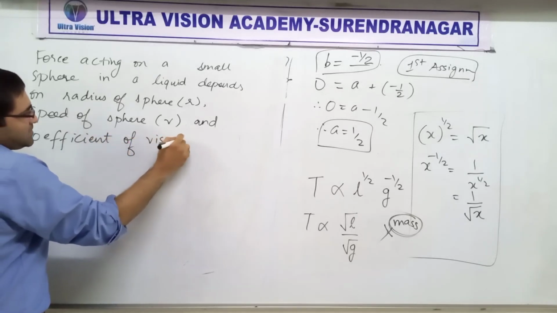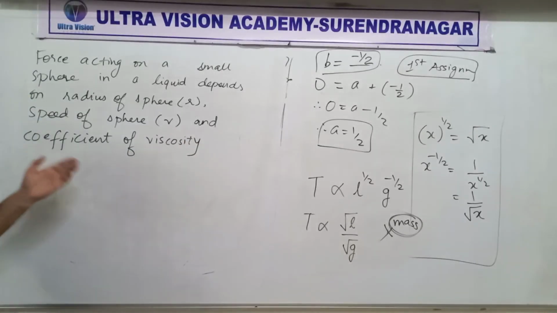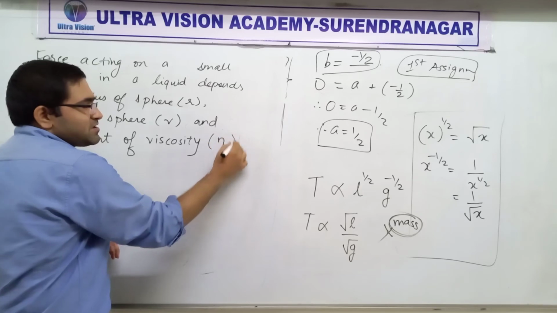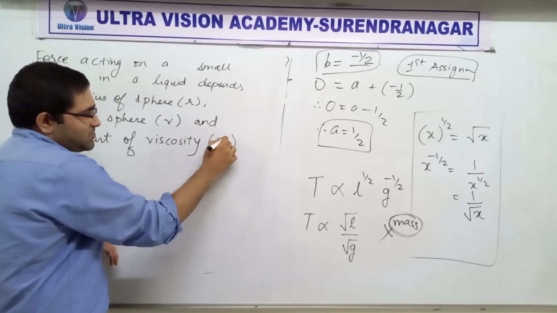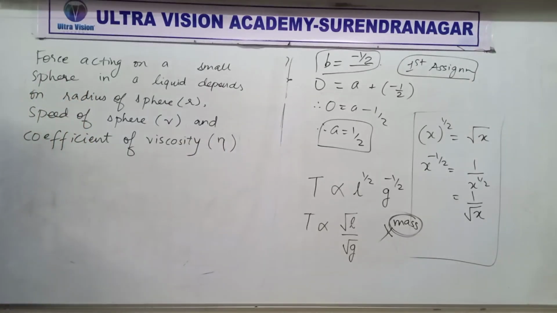We will study this in chapter 10 of 11th standard. What is meaning of coefficient of viscosity? It's called eta. This is how you write it. It's like n but with a tail. Do you understand? Got it?